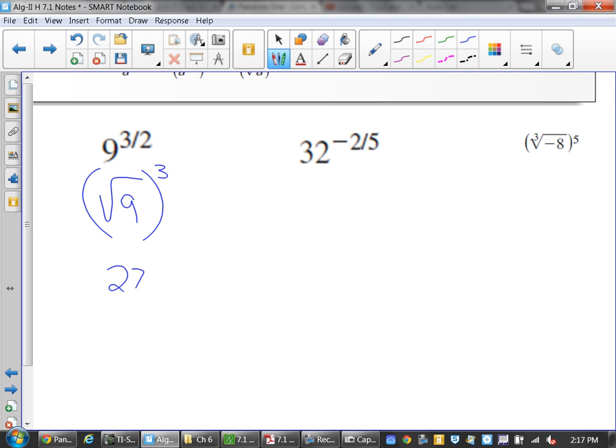Next one, you have 32 to the negative 2/5. What do you have to do right off the bat? Put it under the fifth root of 32. It's got a negative exponent. Negative exponents aren't happy. Make them happy.